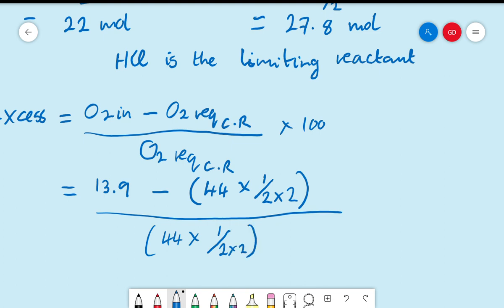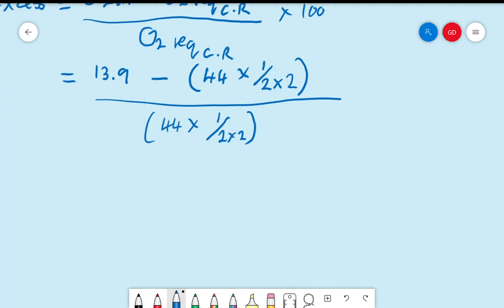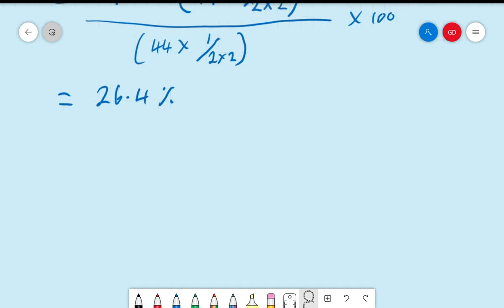And then what do you get there? Remember, everything is multiplied by 100. So the percentage excess simplifies to 26.4%. So the excess reactant is in excess by 26.4%. Okay, so now you found that.